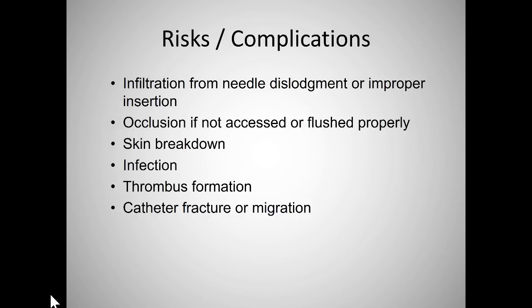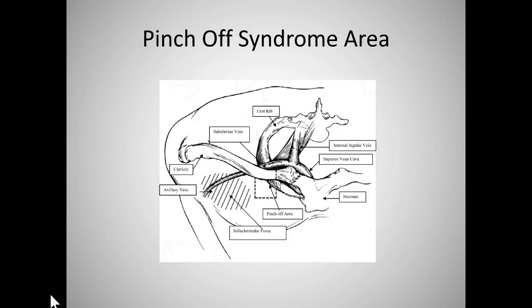Some risks or complications of vascular access devices. These devices can infiltrate from needle dislodgement or improper insertion, occlusion if not accessed or flushed properly, skin breakdown, infection, thrombus formation, or catheter fracture or migration. Another complication of these vascular access devices is pinch-off syndrome. Pinch-off syndrome is where the catheter gets compressed or pinched between the first rib and the clavicle, causing an occlusion for both infusion and withdrawal. So you can see in this square that that is where the pinch-off area is.